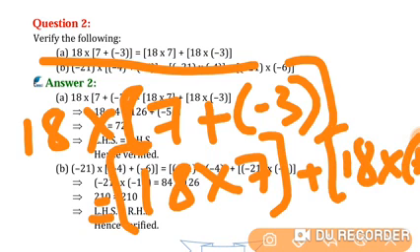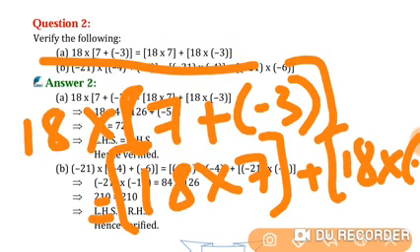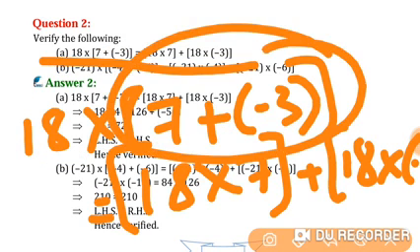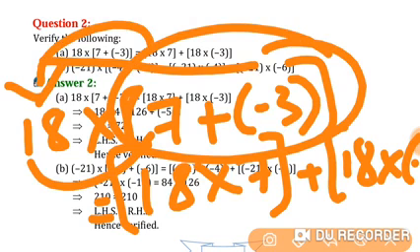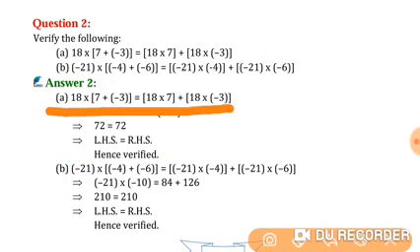it is the distributive property. The distributive property says that if it is a question, by solving the bracket first, then multiplying the 18, we can get the answer, or by distributing the 18 to each bracket term, then also we can get the answer. So this is how we have to check whether both answers are equal or not. See, already I have written the question.